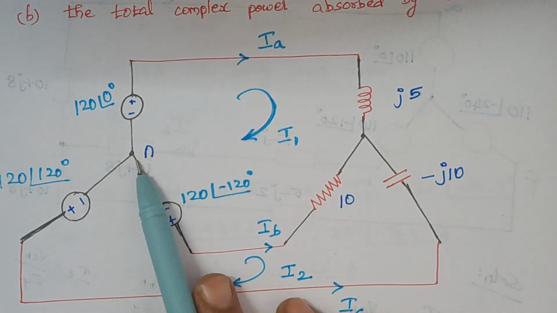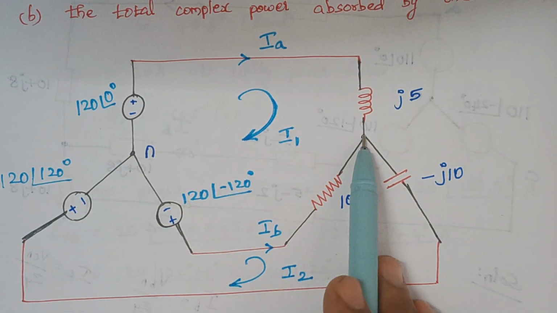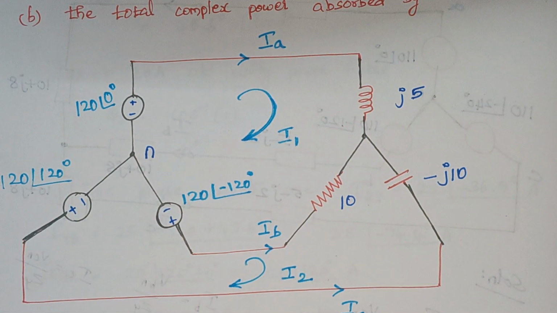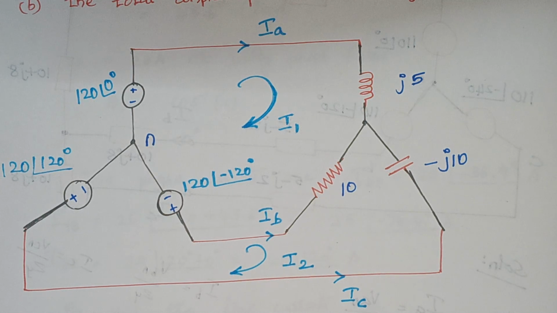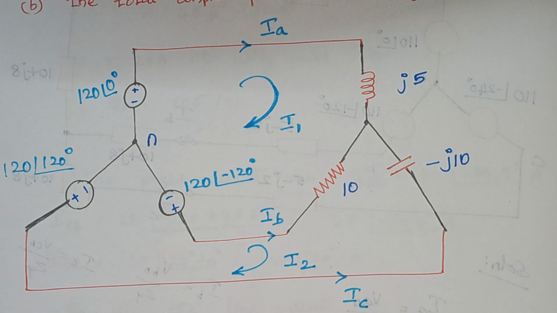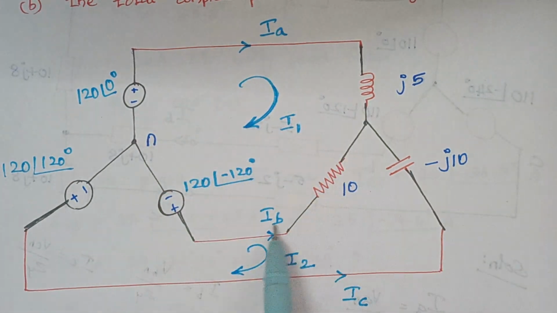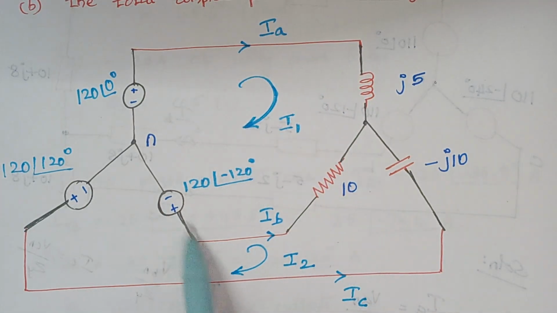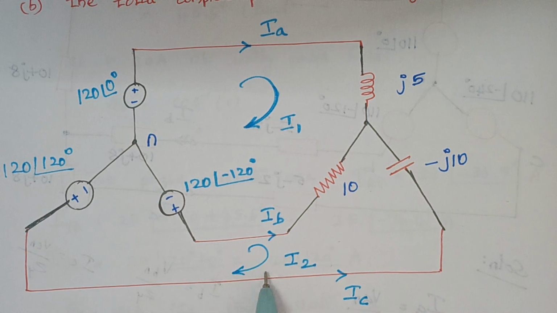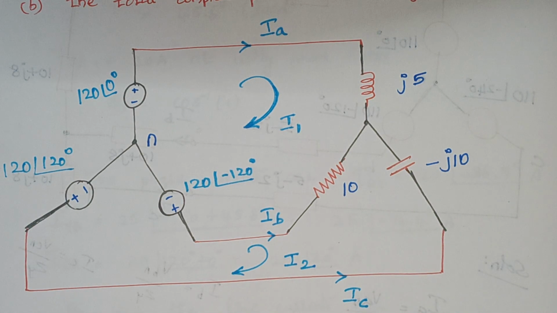So again the source is of star network and the load is also of a star network. And IA, IB and IC are the line currents that flow through the circuit, and here we are going to solve this problem using loop method. Therefore the current flowing through this loop, right, this is a closed path, so this loop is considered as I1 and the current flowing through this loop is considered as I2, right?